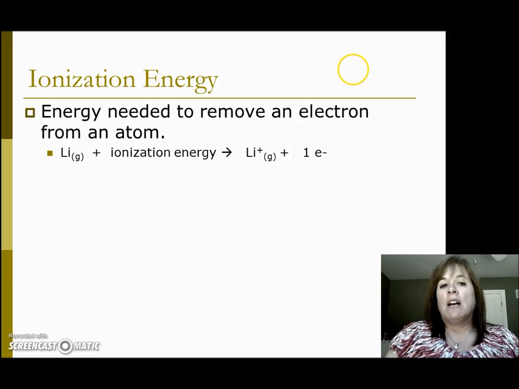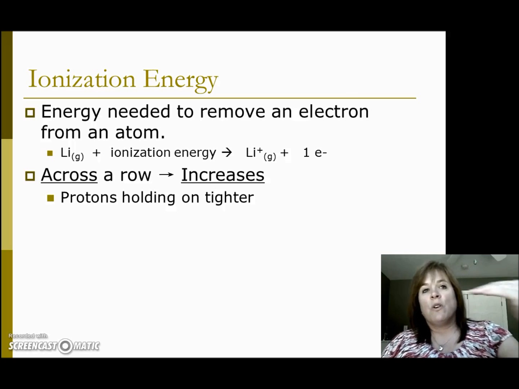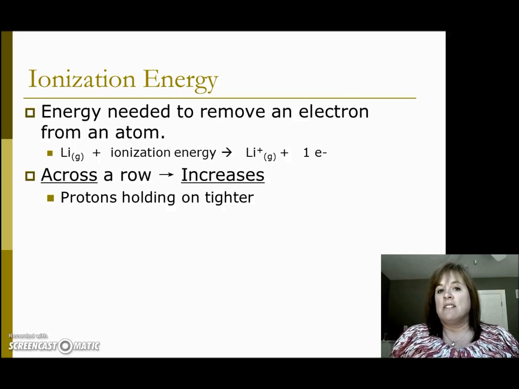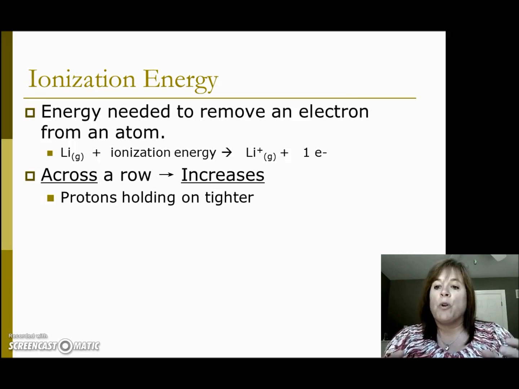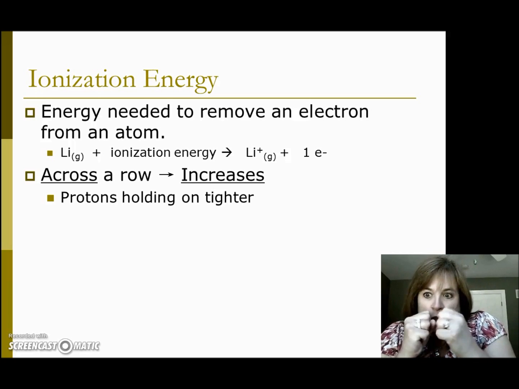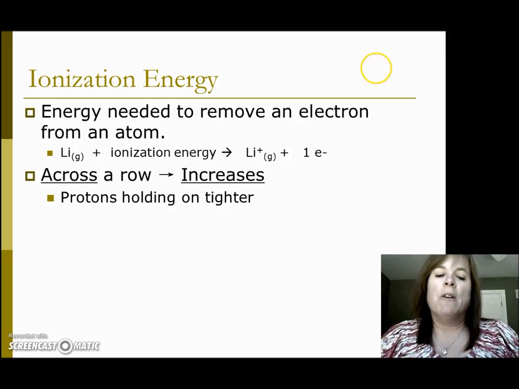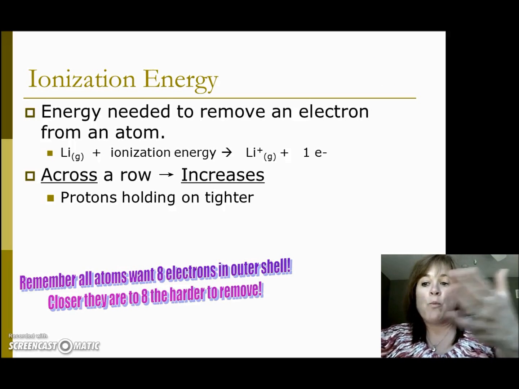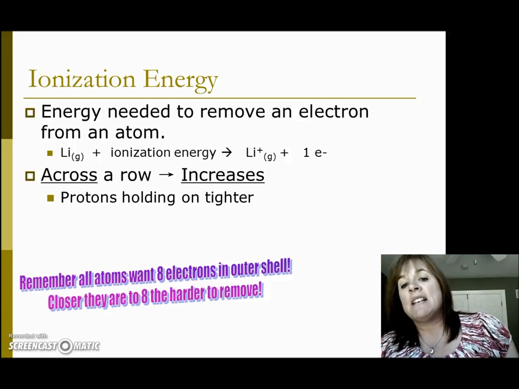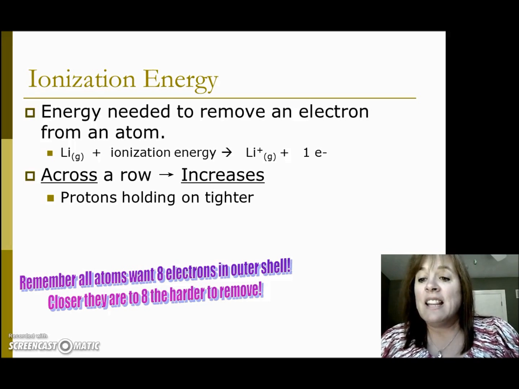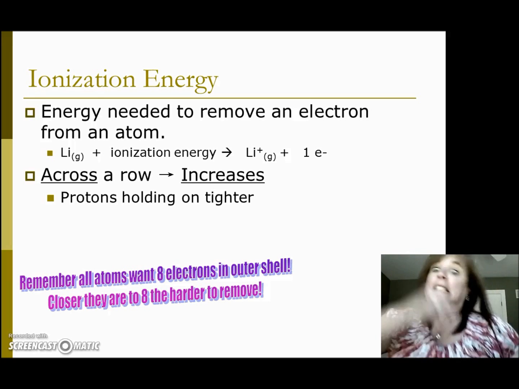Now, the thing about ionization energy is that as you go across the row, the ionization energy increases, because the more protons you add, the more they're pulling on those electrons. So it takes more energy to rip them out. And remember that all atoms want to get 8. They have noble gas envy. So the closer they are to 8, the harder it is to pull those electrons out.